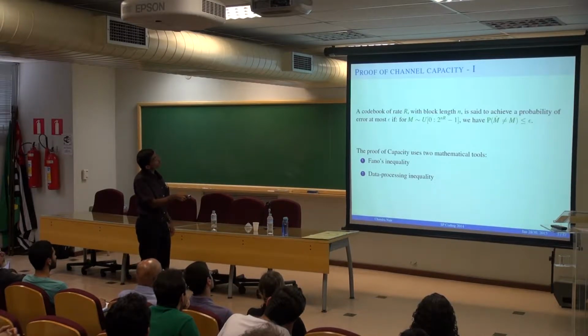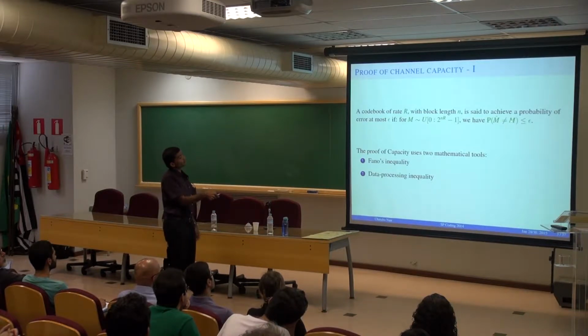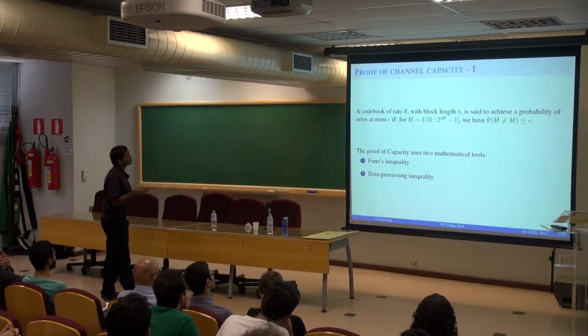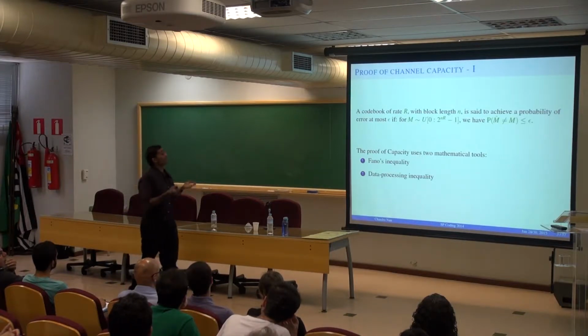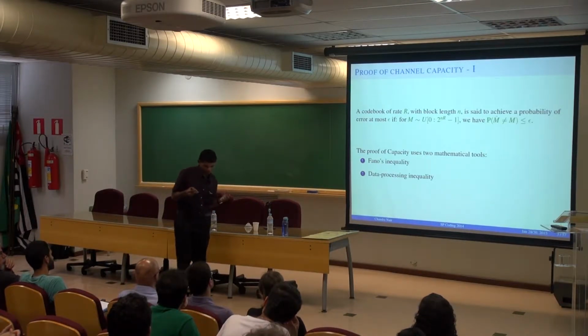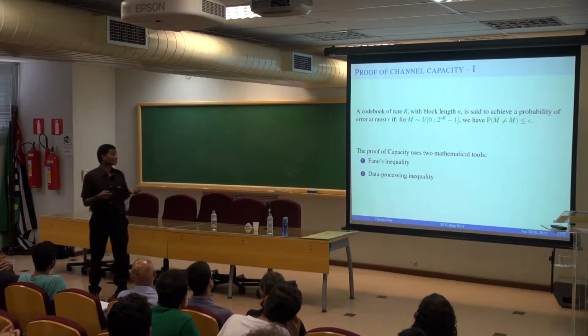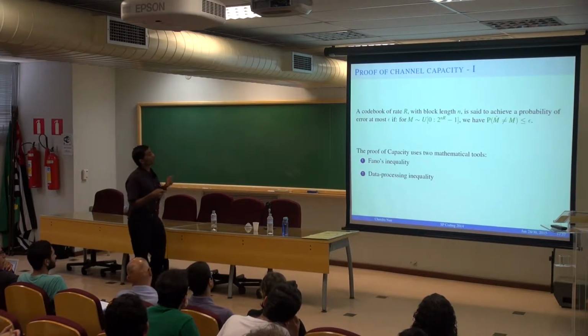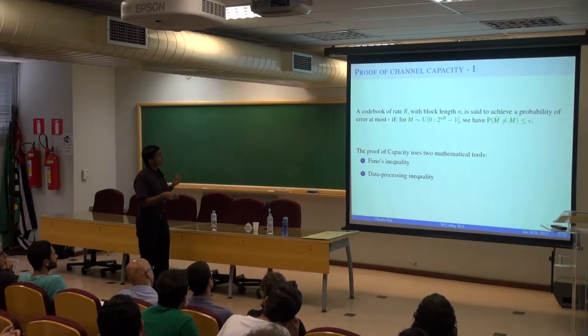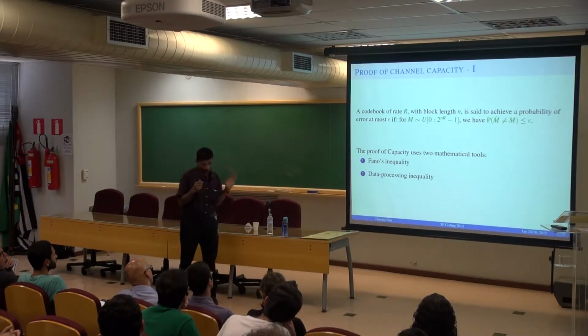I'm going to transmit R bits per channel use, but I want the receiver to reconstruct the message with probability of error at most epsilon. As epsilon goes to 0, that's the asymptotically vanishing probability of error. So that's a rate R. And the proof of capacity uses two mathematical tools, Fano's inequality and data processing inequality. Okay, these are the two tools, and that's how we get the capacity.